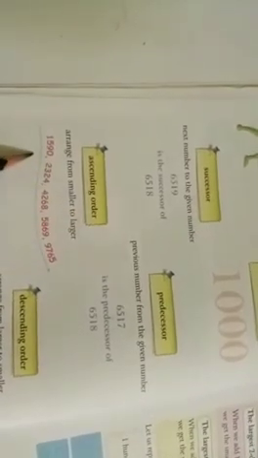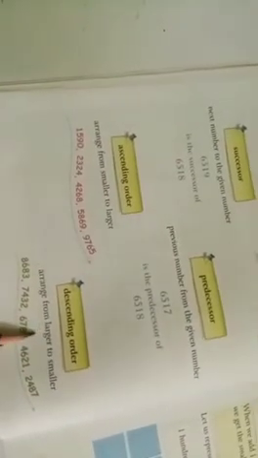Suppose 6518 is there, its predecessor means the previous number, that is 6517. Then ascending order. You know ascending order: you have to arrange the numbers from smaller to larger. Then descending: you have to arrange numbers from larger to smaller, but in 4 digits.